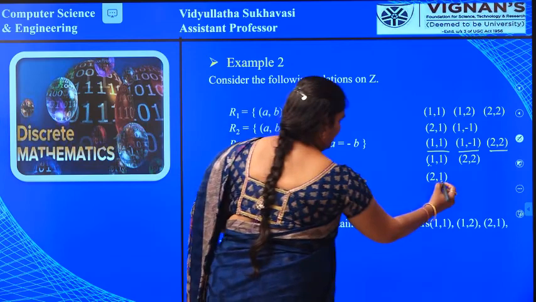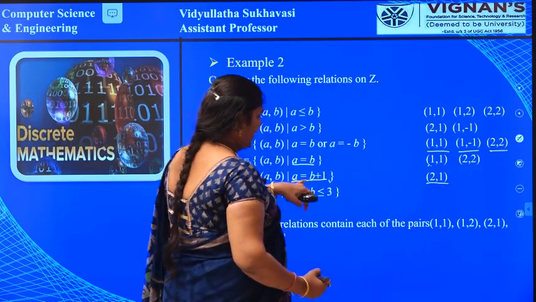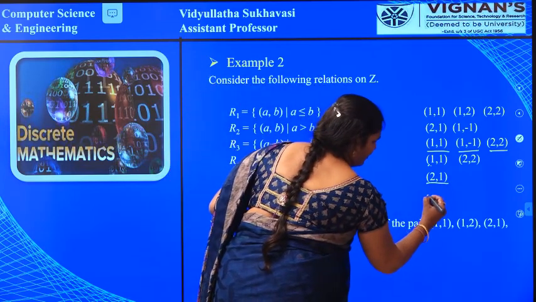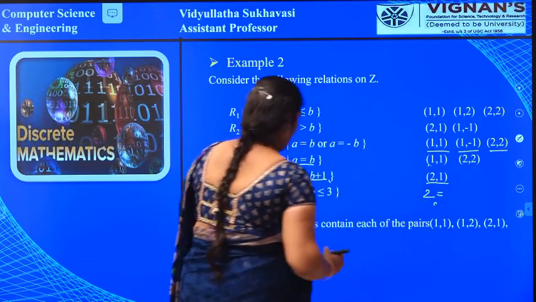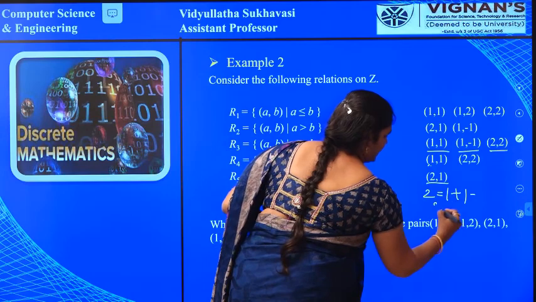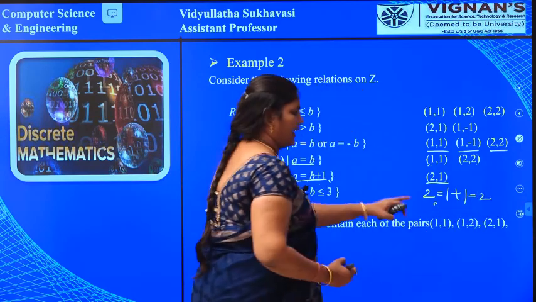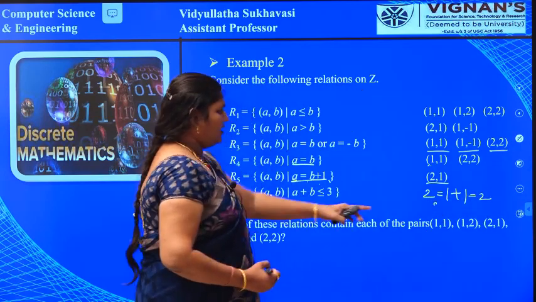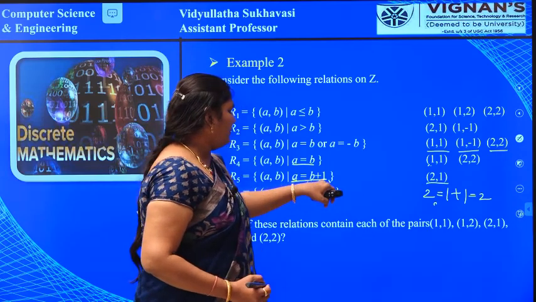So see here, take this example, A equal to B plus 1. The A value is 2 and the B value is 1, that is 1 plus 1, which is equal to 2. That means the A element and B element satisfy A equal to B plus 1.